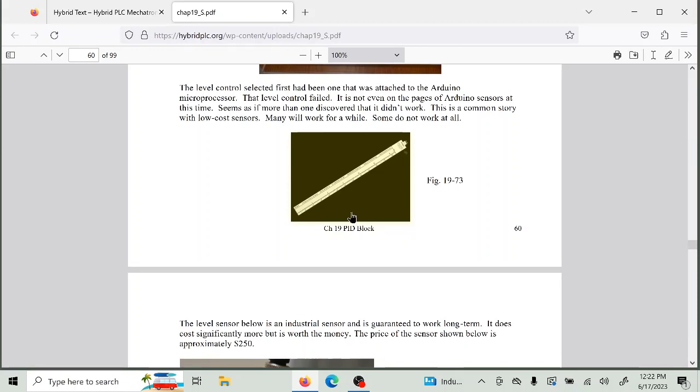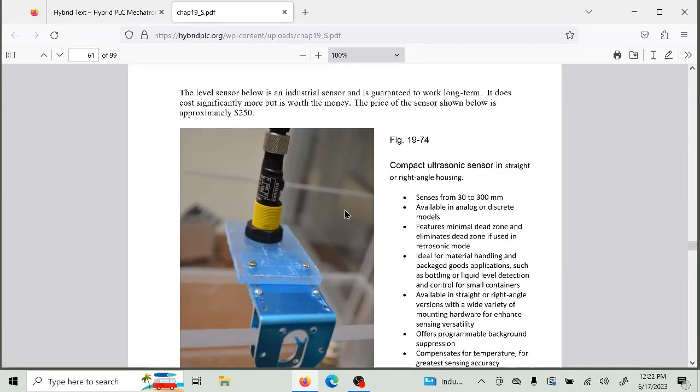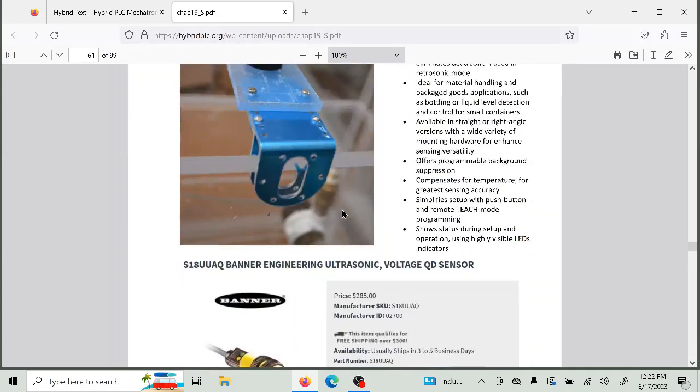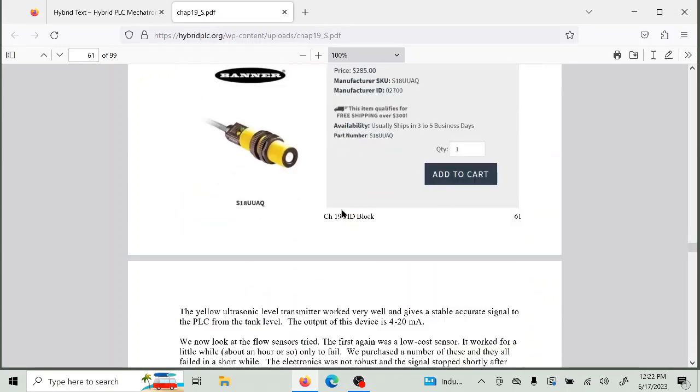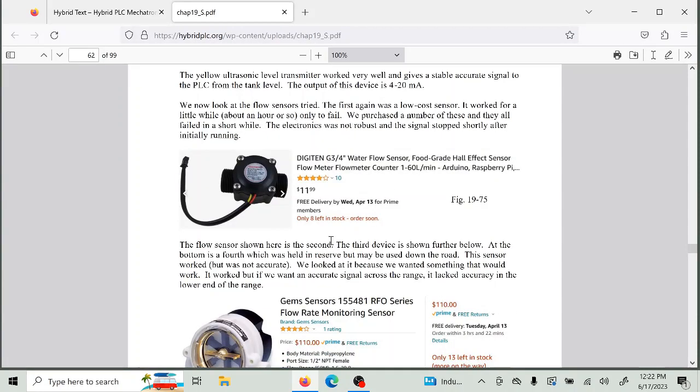This is that first low-cost sensor that we used for level control. It did not work. And this is the sonar controller that we use now for the level control in that upper tank. This is the first flow controller that we used. Notice the price, $12. It didn't work. It worked for about an hour and then stopped.